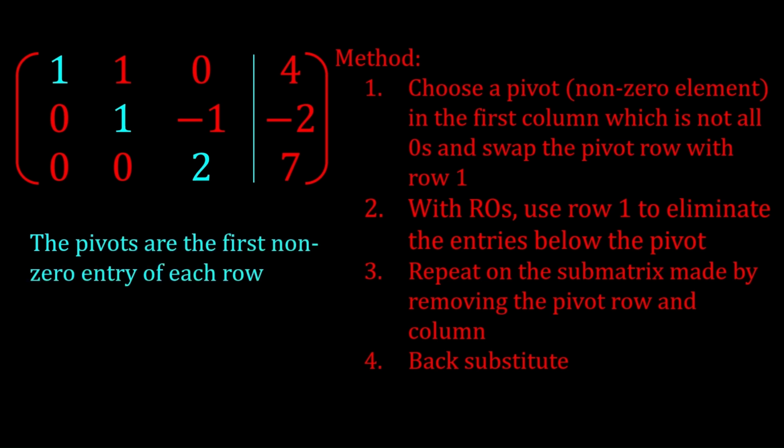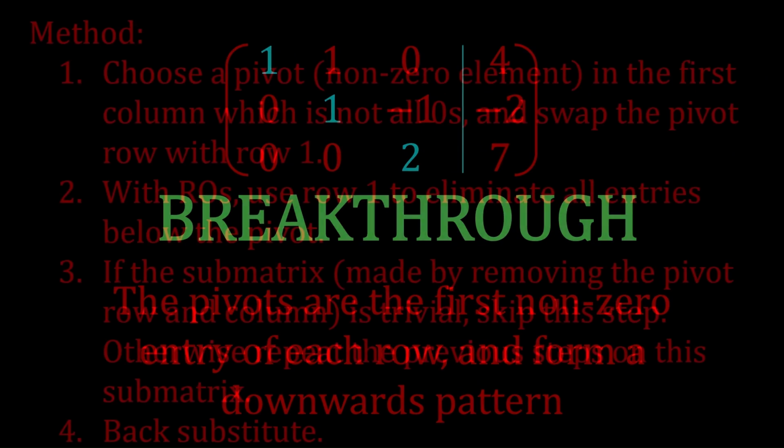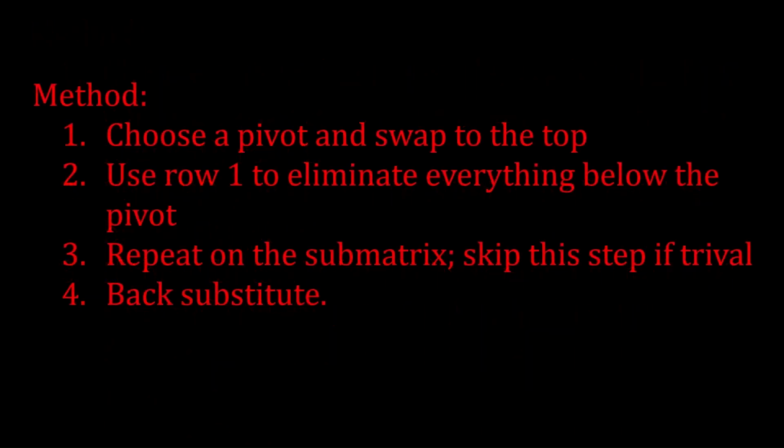You can see that, right? Another thing I'm noticing just in general is they form a downwards pattern. I think this downwards pattern is important. We'll probably get back to it later, but this could be a breakthrough. So our current method is essentially this. The dumbed down version is this though. You just eliminate entries below a pivot and you get a smaller system just by doing that, and you just repeat on that system. Recursion actually might be overpowered.